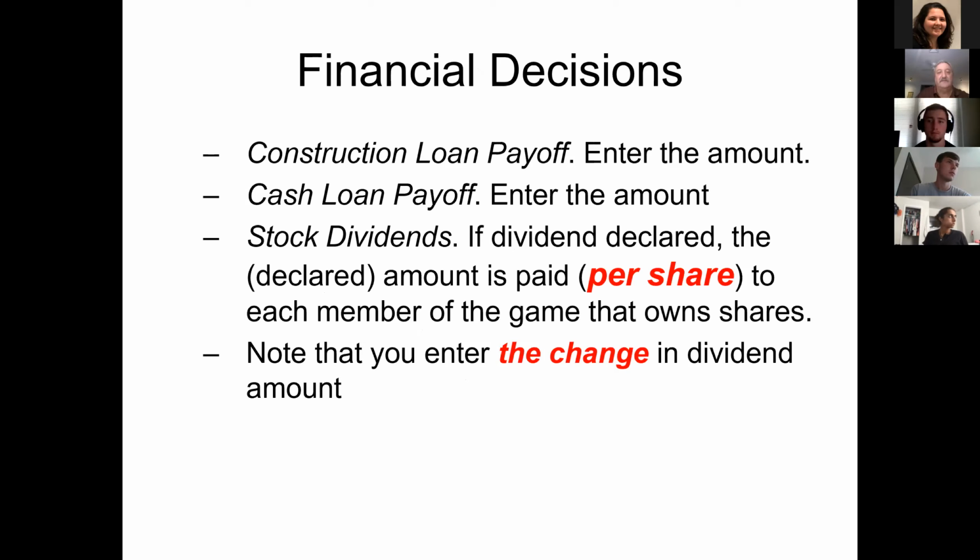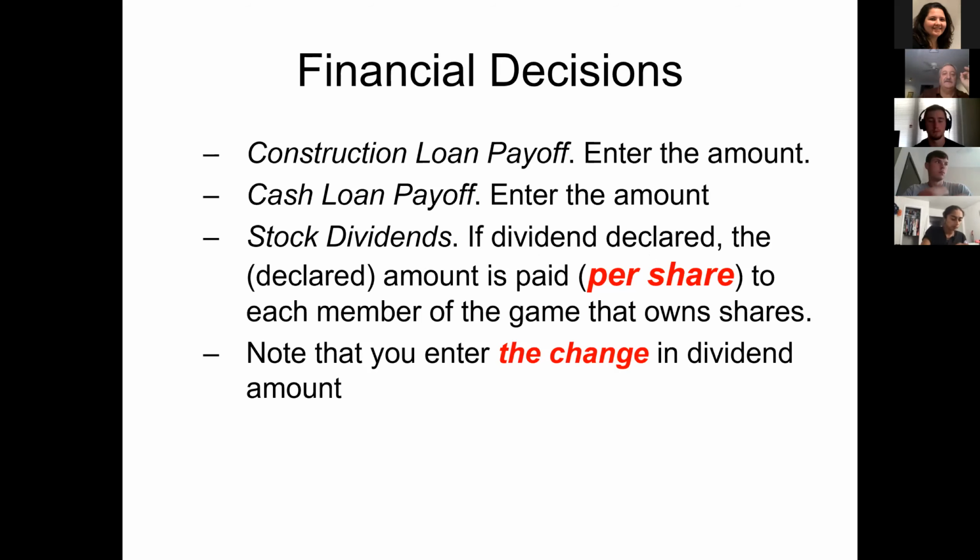Okay, so you decide whether you want to pay off your loans. You decide if you want to declare a dividend, right? So hopefully you know what a dividend is. That's what companies pay to their shareholders in order to entice other people to buy their stock. You can put in how much you want for a dividend. So you declare a dividend. If you put in, say, 10 cents, then that means you would pay 10 cents per share to all of the people that own your stock.